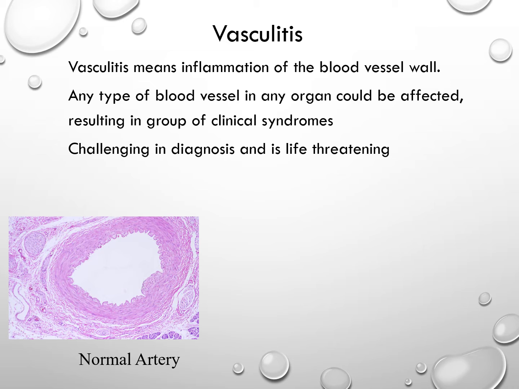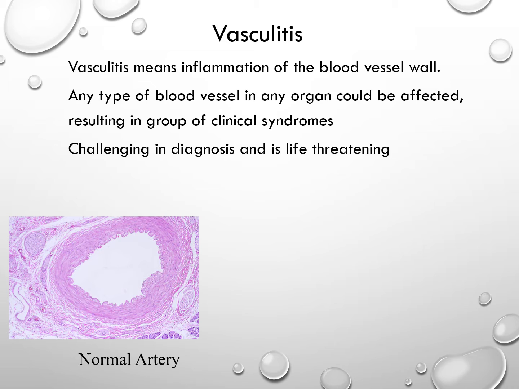So what about vasculitis? Vasculitis means inflammation; itis means inflammation in the vessel wall. So we have inflammation in the vessel wall and it is heterogeneous. Any part of our body supplied by blood vessels can be affected. That's why it is life-threatening and challenging in diagnosis.